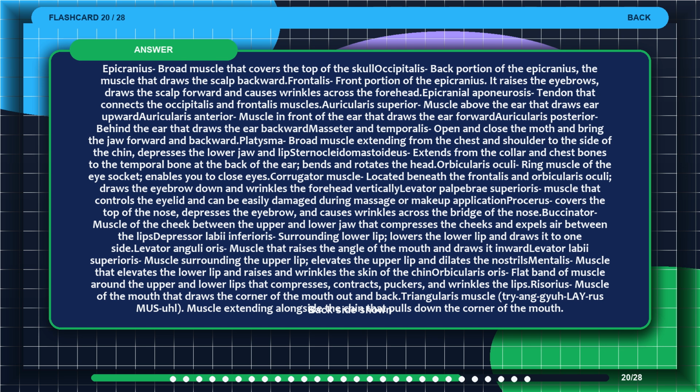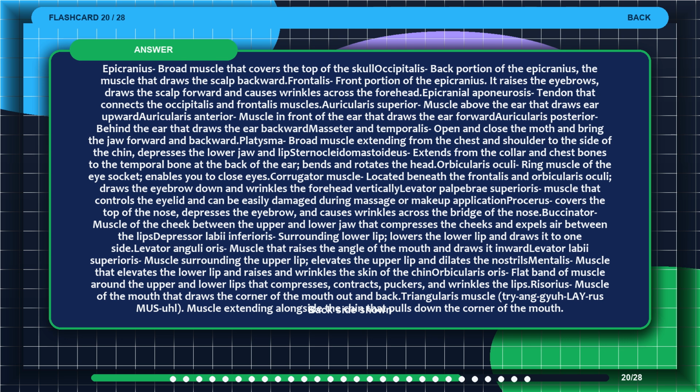Platysma, broad muscle extending from the chest and shoulder to the side of the chin. It depresses the lower jaw and lip. Sternocleidomastoideus extends from the collar and chest bones to the temporal bone at the back of the ear, bends and rotates the head. Orbicularis oculi, ring muscle of the eye socket, enables you to close eyes.